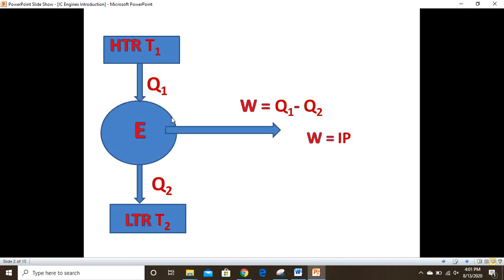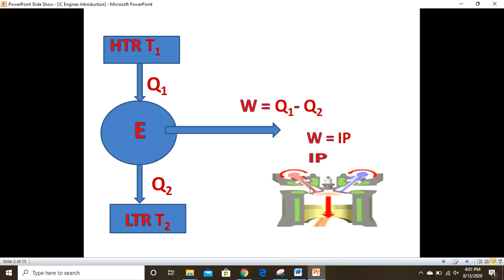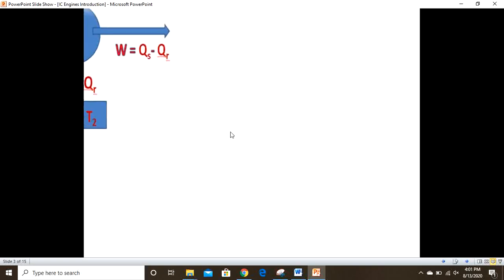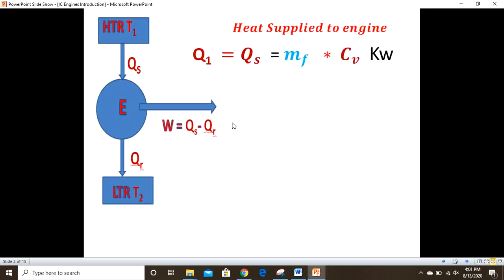Whatever work is done inside the IC engine is called the indicated power. The amount of work developed inside the engine is equal to the indicated power. In this engine, the piston moves from the top dead center to the bottom dead center, and this is associated with brake power.